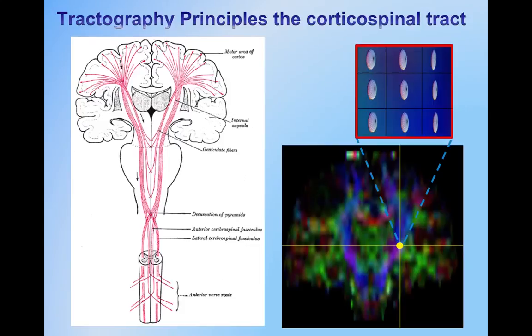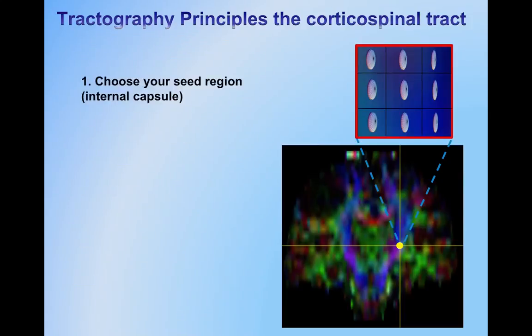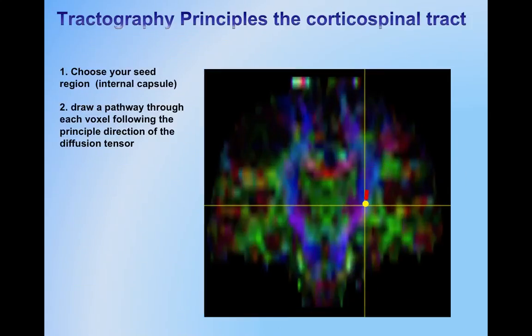This is a schematic of the corticospinal tract. We know we've got this nice long white matter pathway going all the way down to the spine from our motor cortex at the top. So we pick a region that we know is within this corticospinal tract. I'm going to pick the internal capsule, which is a point here. And then we look within this region at what direction the water is flowing, and we follow that direction along, and we can actually map out this pathway.